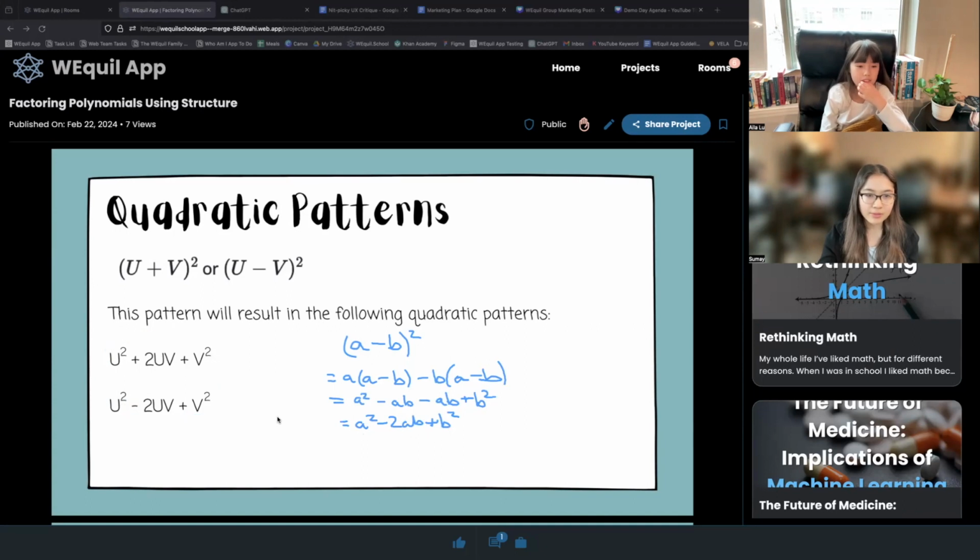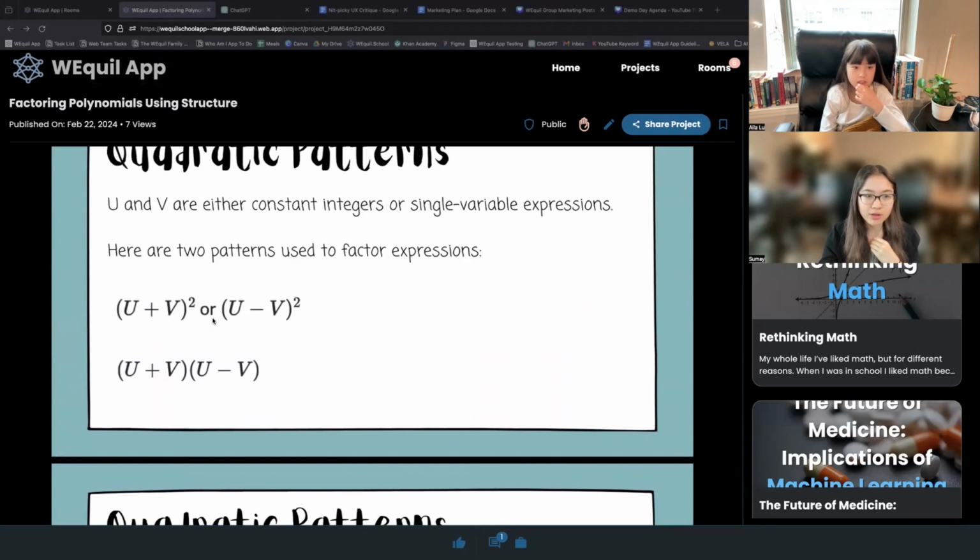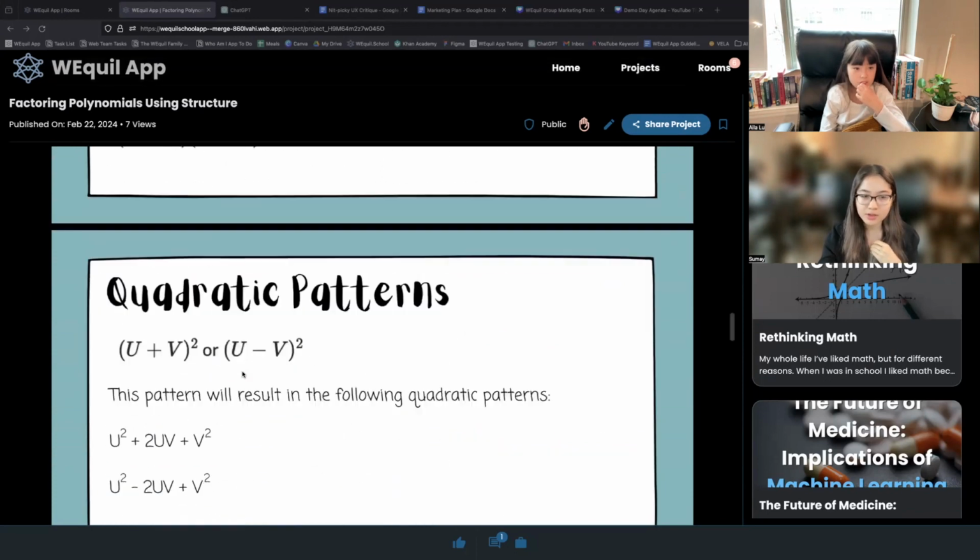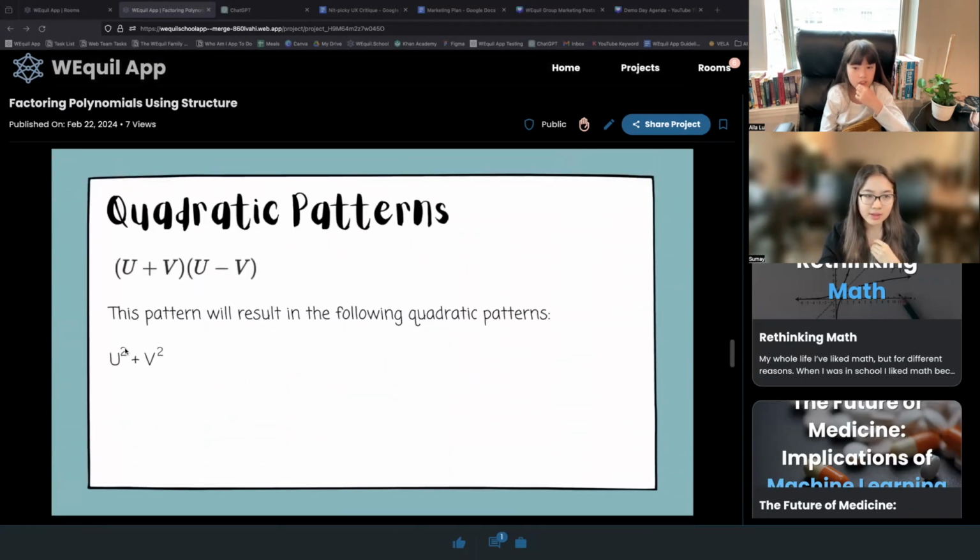Okay, so now that we have these structures, this is just one of the dichotomies, right? We have two here. And then this other one is (U plus V) times (U minus V). And so what would we get if we get an equation like this? It would just be U squared minus V squared, and we'll walk through it.